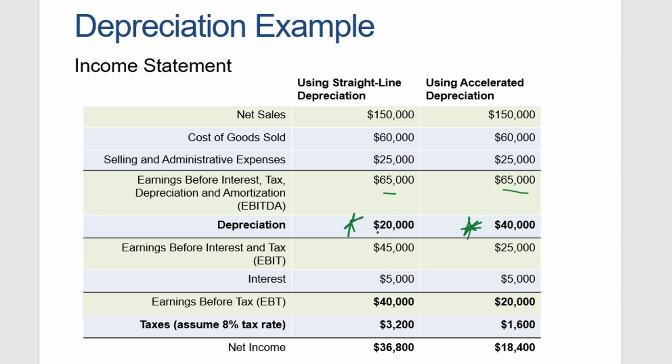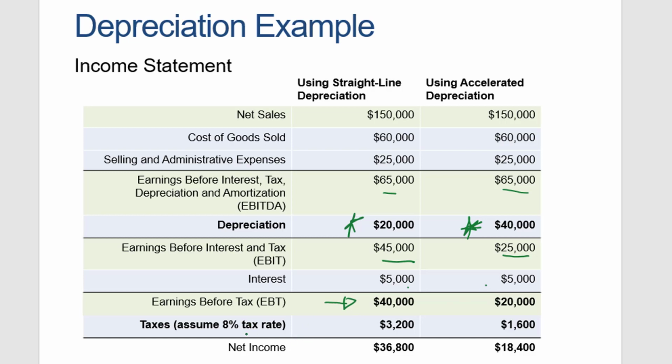From there, we're going to subtract this depreciation expense. So our earnings before interest and tax, in this case, when we take out our $20,000, we have $45,000 in earnings before interest and tax. And then on this other side, we have $25,000. The interest they pay in each case is the same. Remember, this is the same company, so whatever money they borrow, they're paying the same interest. But our earnings before tax is going to look different. So here we subtracted $20,000, we took out our interest, and we ended up with earnings before tax of $40,000.